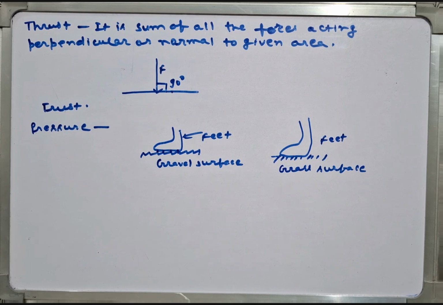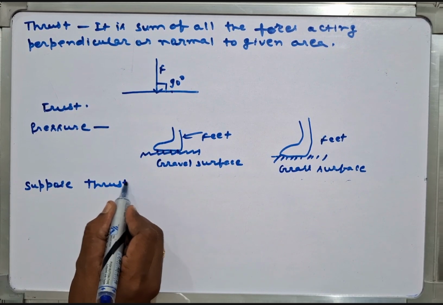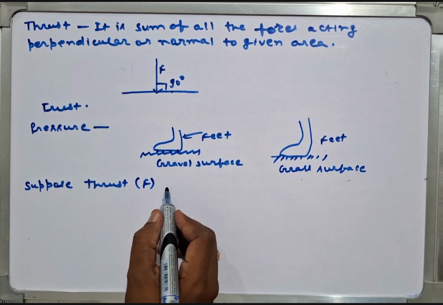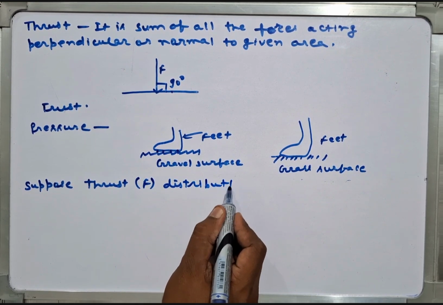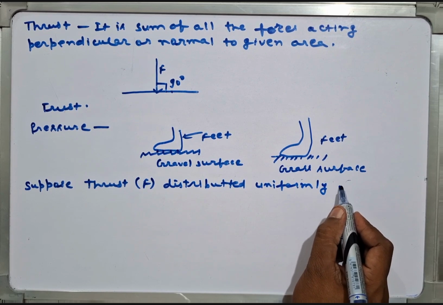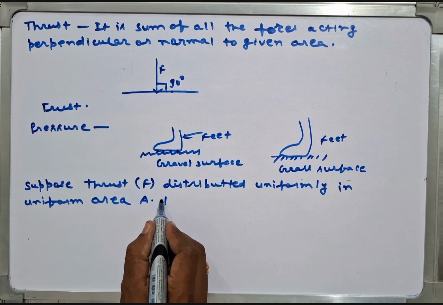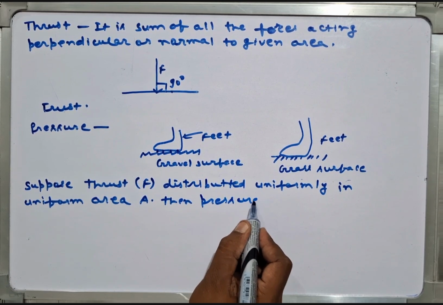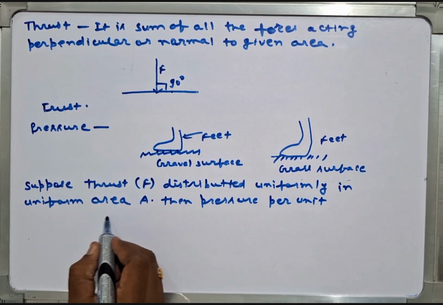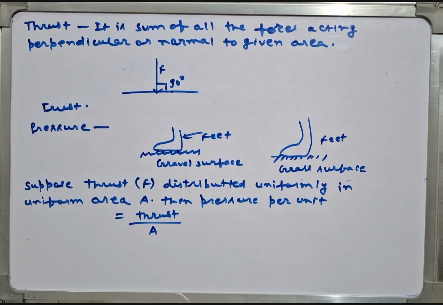Now here we can define pressure in words. Suppose a thrust whose value is F is distributed uniformly in a uniform area A, then pressure per unit area equals thrust divided by area.